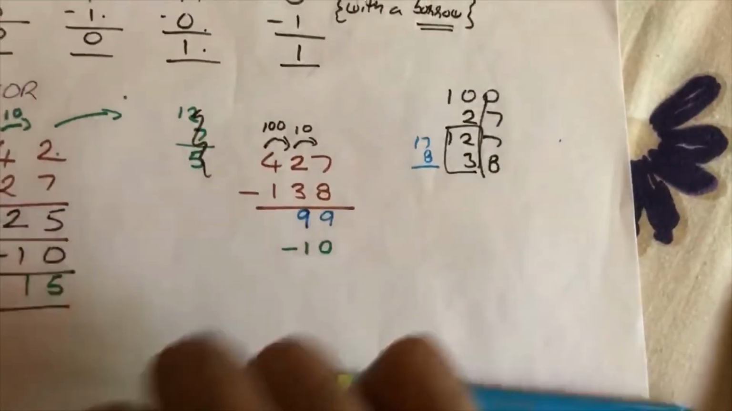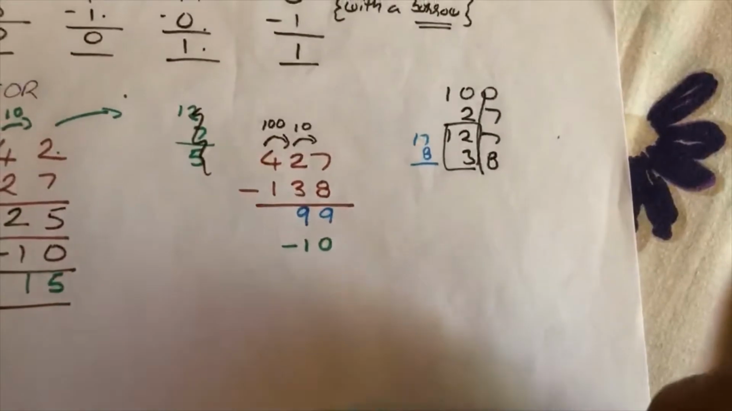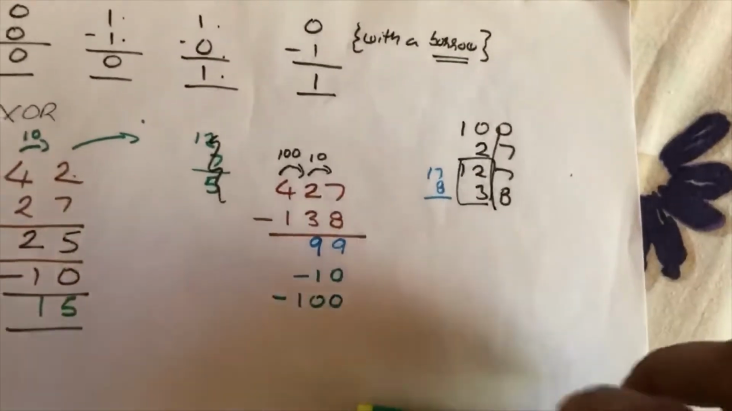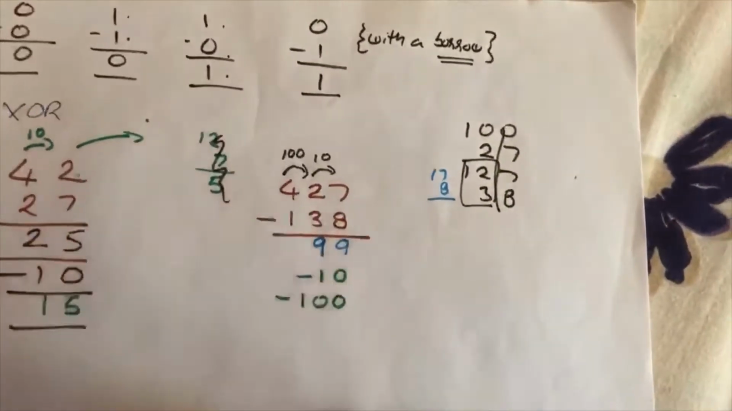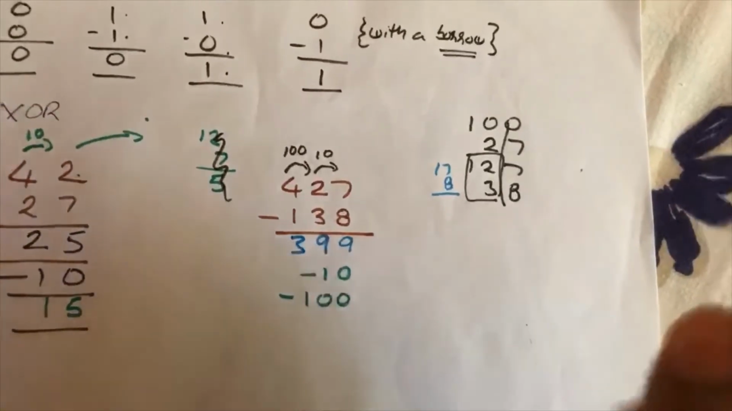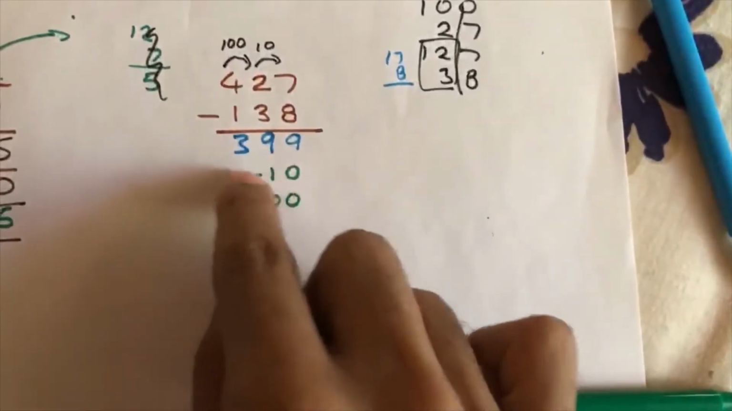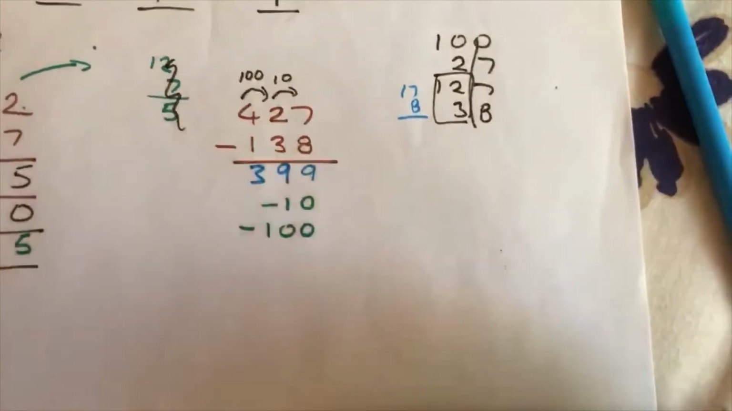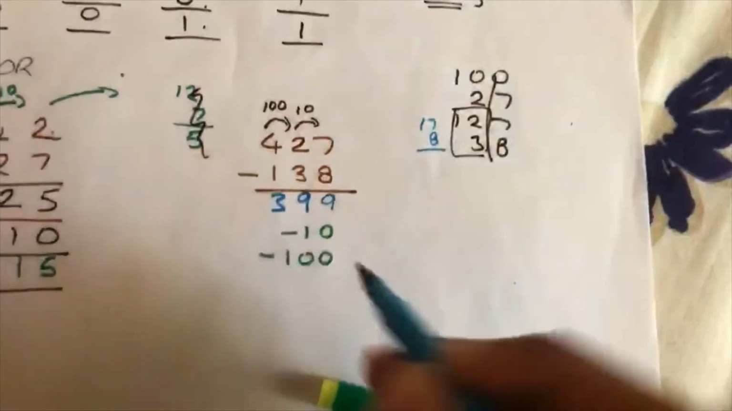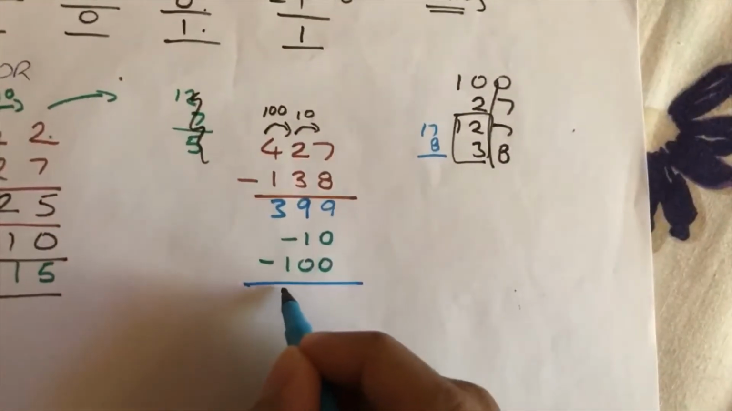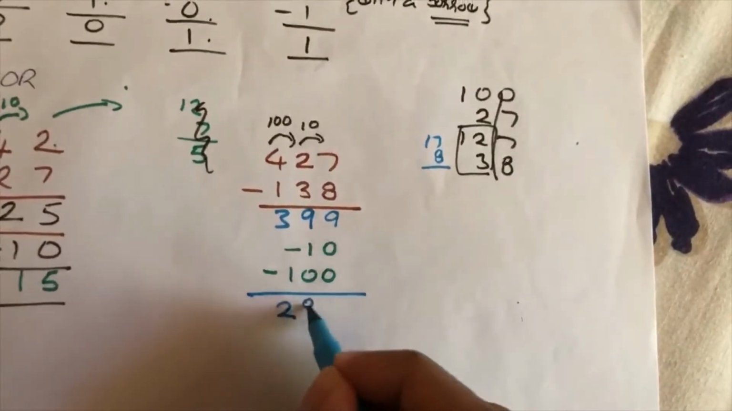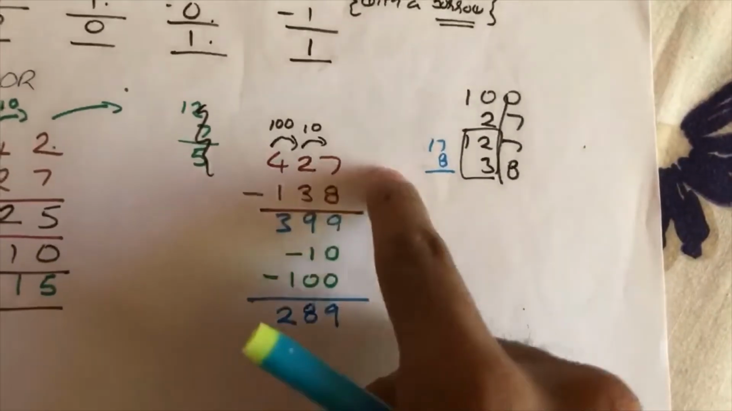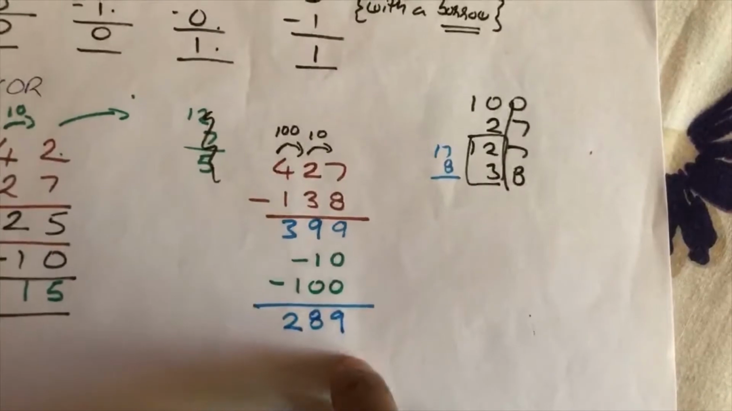Now we borrowed 100, so we had to subtract 100. We'll write that also, subtracting 100. Now 4 minus 1 is 3. Now we need to do the extra. What were the extra borrowings? We borrowed 10, we borrowed 100. So subtracting 110: subtracting 10 from 399 and then 100, you get 289.